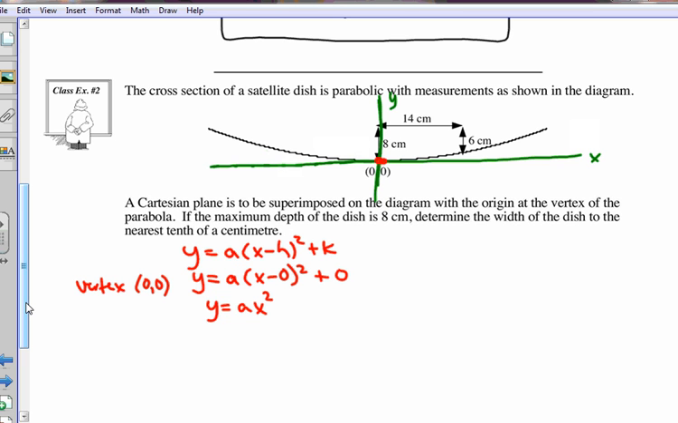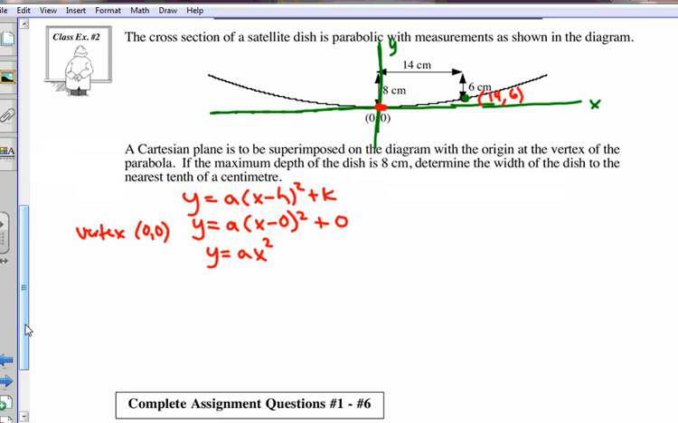Well, they give us a point. They give us this point right there, an x comma y. What's x at that point? How far away are you from the 0? 14. This point here is 14 away. That's your horizontal, and your vertical distance is 6. So we can plug that in to get our A value. So we have a point, 14 and 6. Which one's the y?